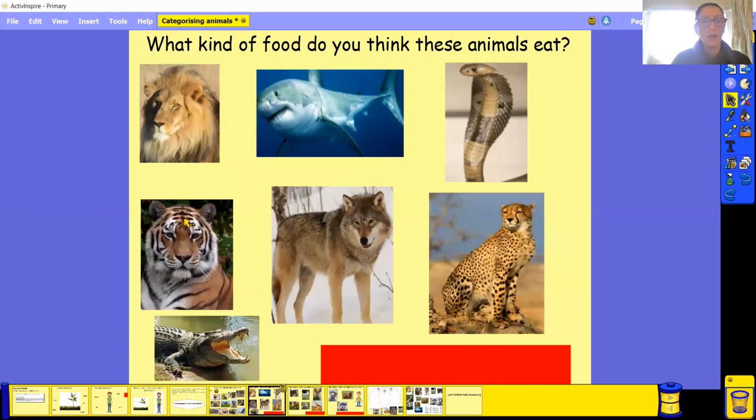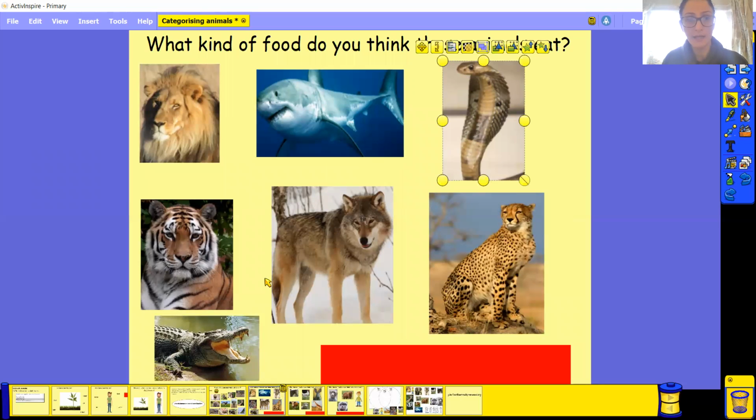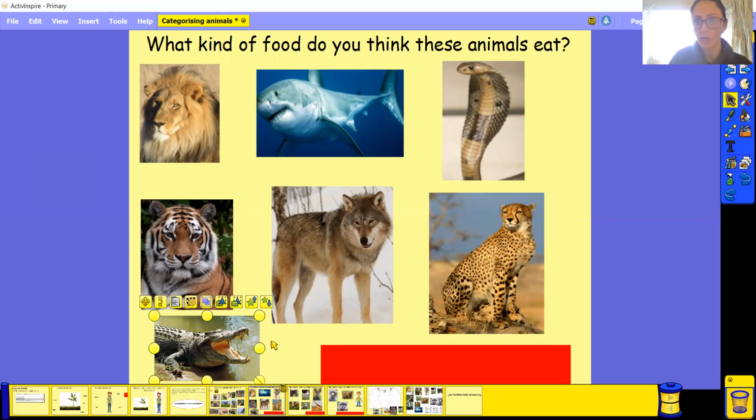So, what kind of food do you think these animals eat? So here again, we've got a lion, we've got a shark, we've got a snake, we've got a lovely tiger, we've got a wolf, a cheetah, and a crocodile. So I want you to have a think. What type of food do these animals need to eat in order to survive? Have a pause, have a think.